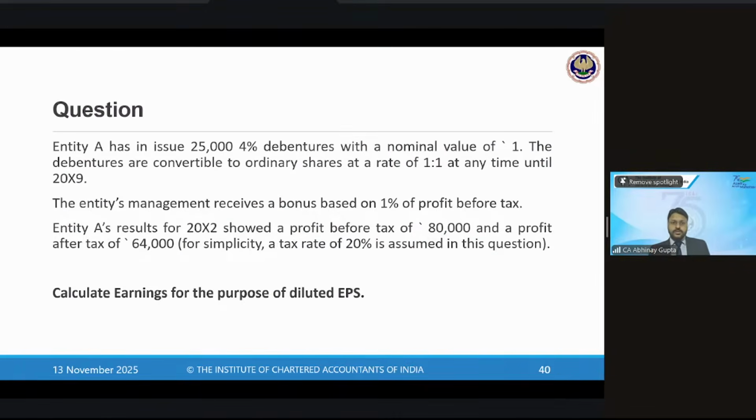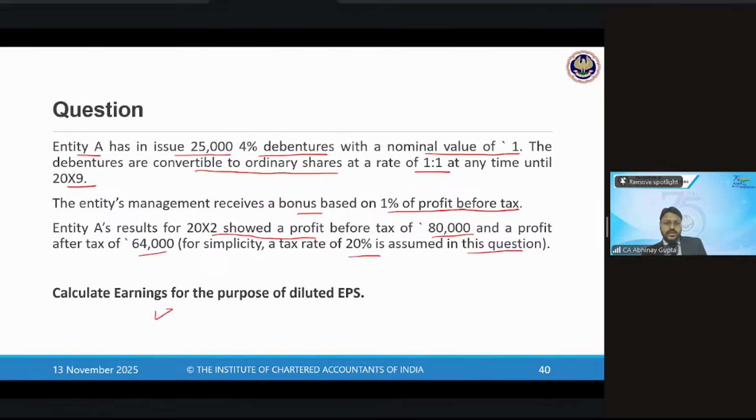Let's do one more question before we proceed to the next concept. Entity A has an issue of 25,000 4% debentures with a nominal value of rupees 1. The debentures are convertible into ordinary shares at 1 to 1 at any time until 2009. The entity's management receives a bonus based on 1% of the profit before tax. Entity A's results for 2002 showed profit before tax of 80,000 and profit after tax of 64,000. For simplicity, a tax rate of 20% is assumed in this question.